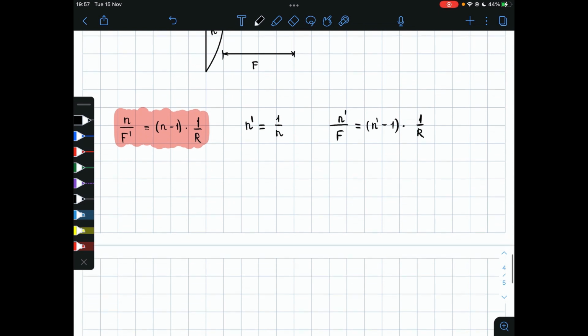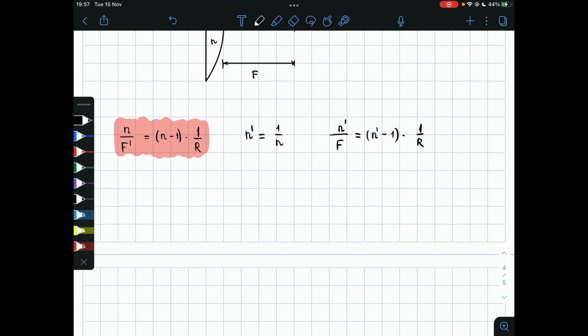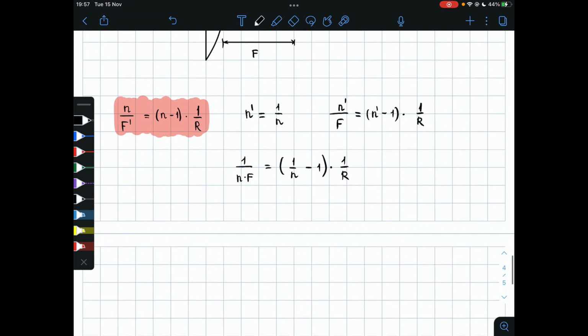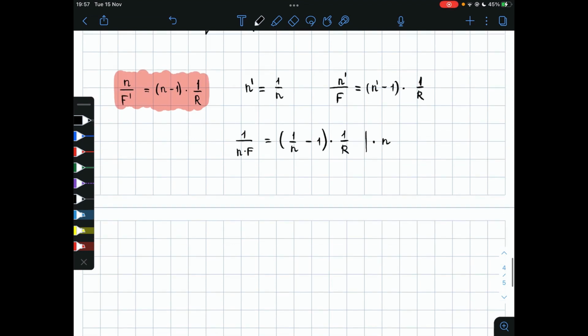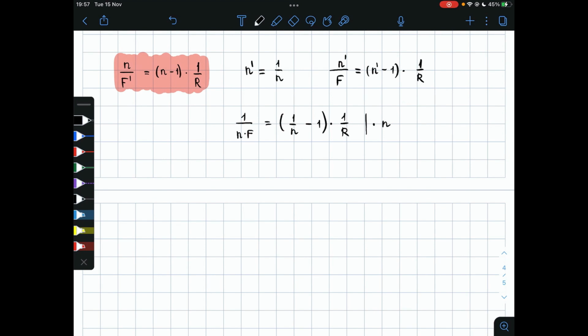Okay, let's put 1 over n instead of n prime. So my formula will be 1 divided by n multiplied by f is equal to 1 multiplied by n minus 1 multiplied by 1 over r. Let me multiply both sides of the equation by n. So my formula will be 1 divided by f equal to 1 minus n multiplied by 1 over r.